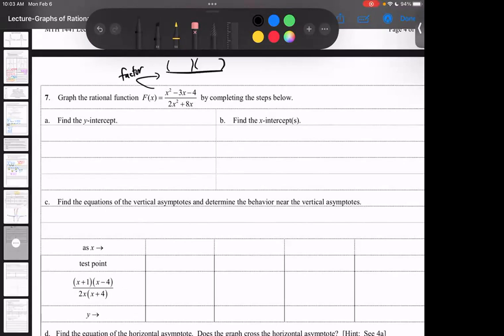I'll be very helpful and I'll factor the bottom. You guys factor the top. Well, that's x and x, right? Two numbers that multiply to -4 and add to -3. Yeah, -4 and +1.